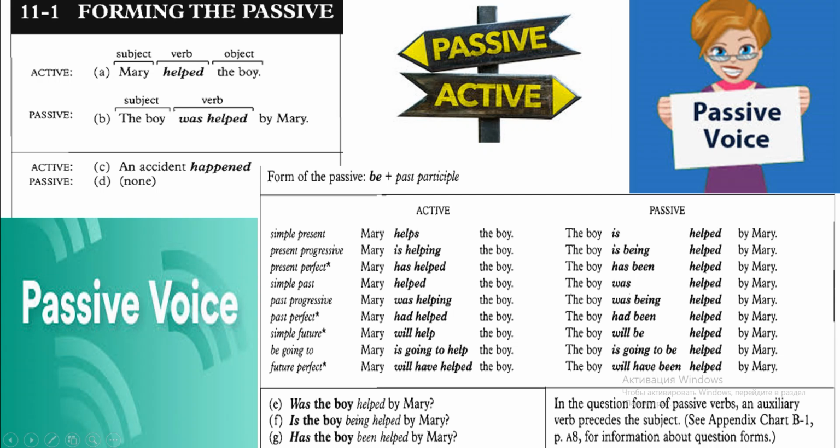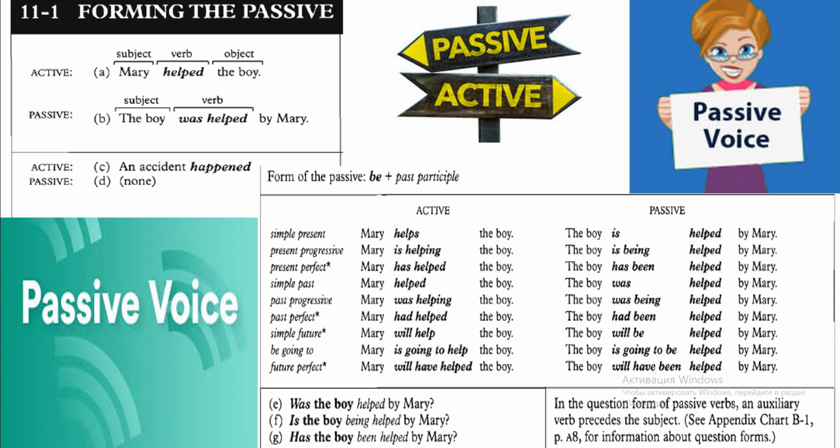Actually, only transitive verbs, that can be followed by an object, are used in the passive voice. Here it is. It's not possible to use intransitive verbs such as happen, sleep, come, seem, and others in the passive.